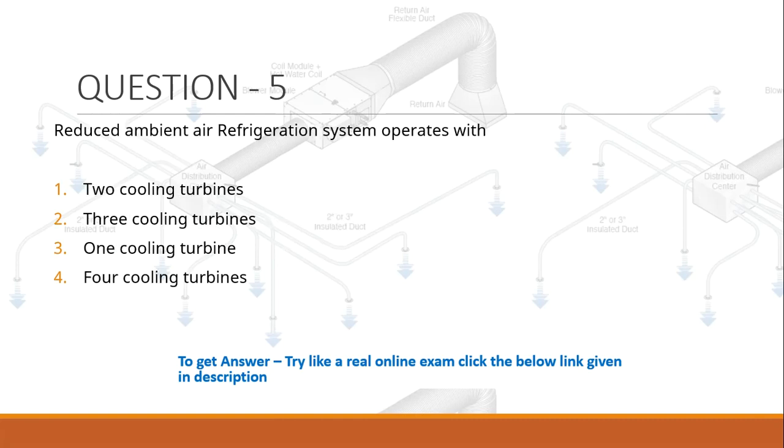Question 5. Reduced ambient air refrigeration system operates with 2 cooling turbines, 3 cooling turbines, 1 cooling turbine, 4 cooling turbines.